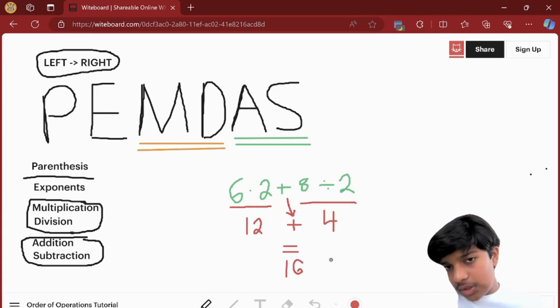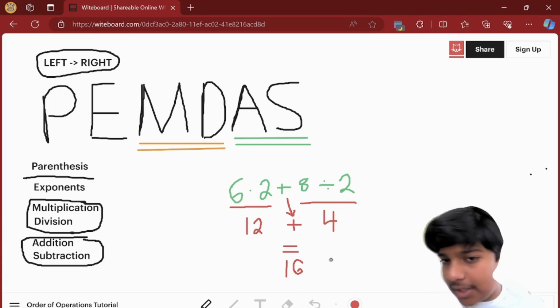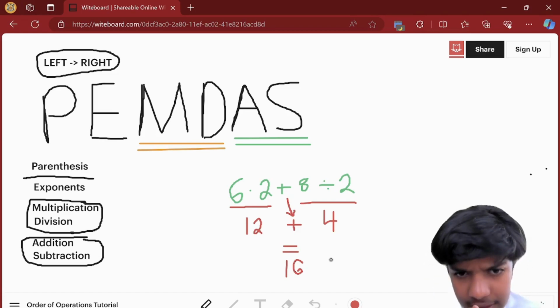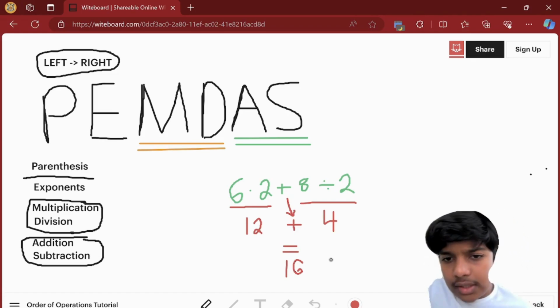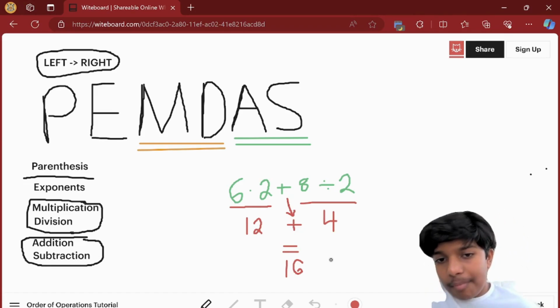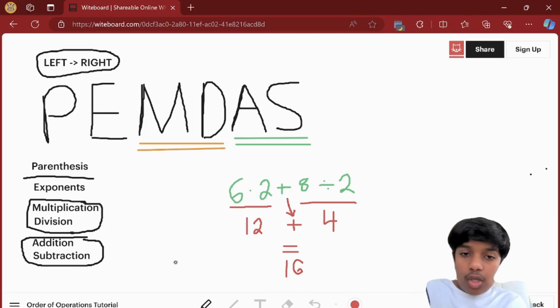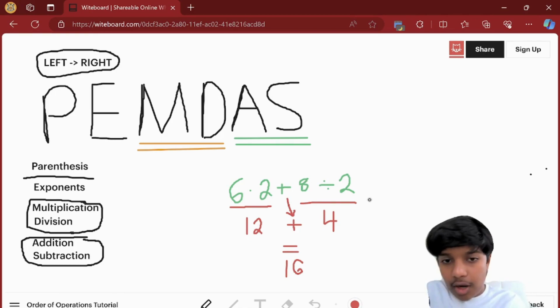And this is the reason why order of operations is actually important. Because if we didn't have this hierarchy, and if we didn't follow it from left to right, in this case it wouldn't have mattered if we did 8 divided by 2, then 6 times 2, and then add them together. But in some cases, there may be more numbers between them, then it matters. Still, mainly what I'm talking about is the hierarchy here.